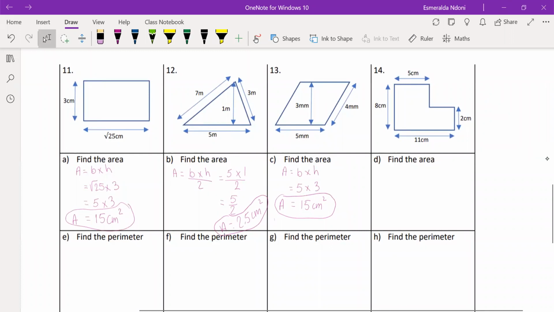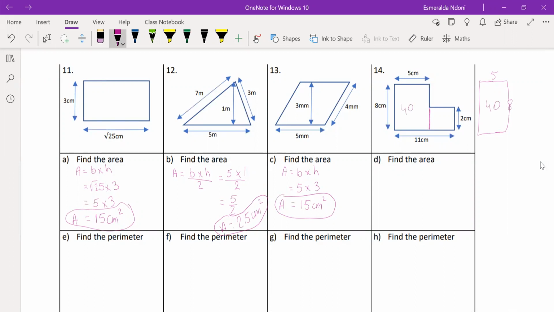Question 14, find the area. Now we don't have a formula for this shape, so what we need to do is split it and make shapes that we can recognize. So I'm going to draw these shapes here, like that. You have this rectangle with 5 and 8. So what's the area? 40.